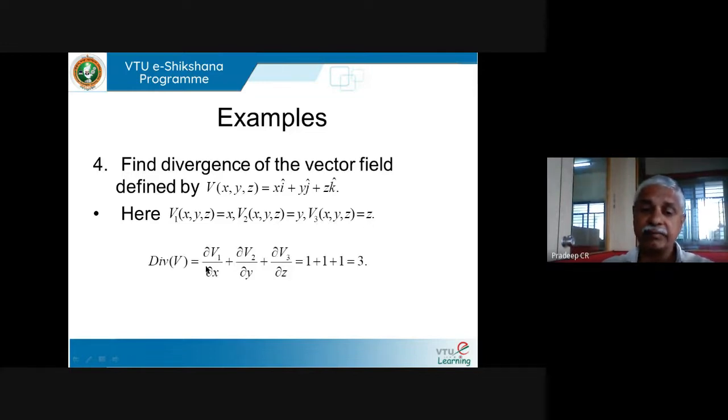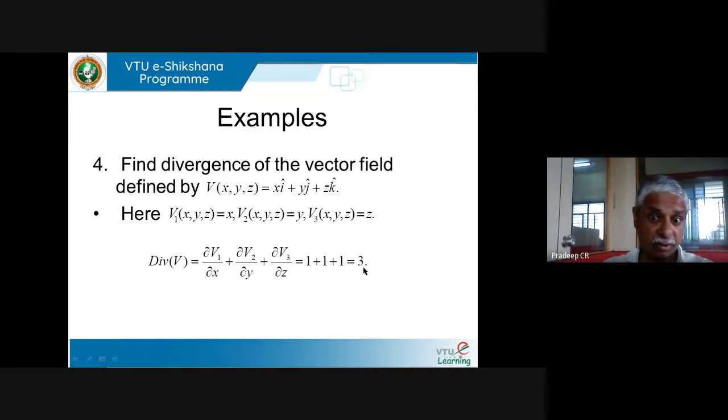So divergence of V is nothing but del V1 by del x plus del V2 by del y plus del V3 by del z. Del V1 by del x means you differentiate this with respect to x, I'll get 1. Differentiated with respect to y, I'll get 1. Differentiate this with respect to z, I'll get 1. So here it's a constant, 1 plus 1 plus 1 equals 3.